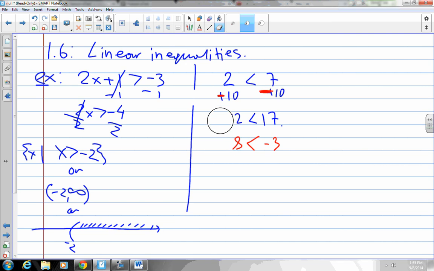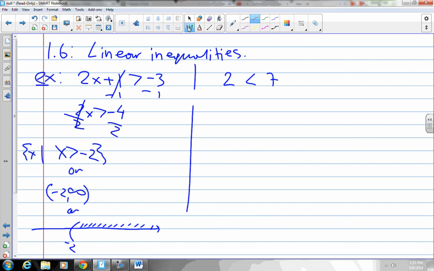Now what if I start multiplying? If I multiply by 3, we get 6 and 21. The inequality still holds true, right? It didn't affect the inequality. But if we multiply by -3 on both sides, then we end up with -6 and -21. Well, now -6 is greater. So the inequality flips. We need to remember that when multiplying by negatives.